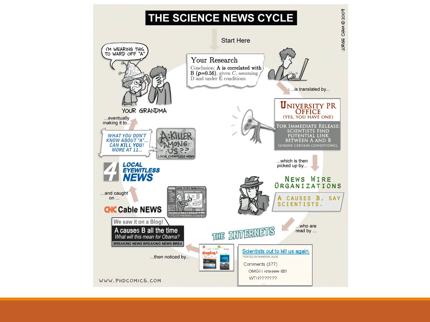So again, this is just kind of a quick cartoon that walks through how the science news cycle happens. You start here, your research, you find something. It goes to the university PR office or the journal's PR office. That then creates a blurb, which is sent out to the newswire organizations. Those newswire organizations probably are going to create a story based on the abstract and based on the press releases. Then it gets to the internet, which is trying to get clicks. So they're basically going to be putting out stories that basically exaggerate the findings.